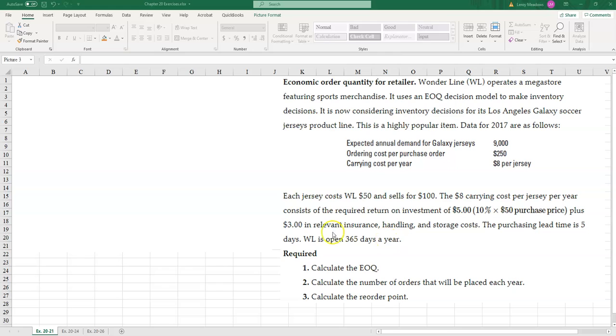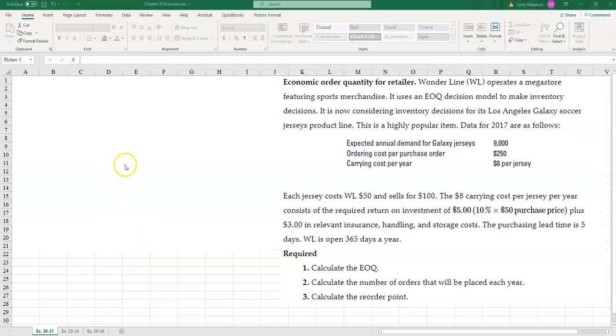The purchasing lead time is 5 days. Wonderline is open 365 days a year. And we're asked to do three things. First, calculate the economic ordering quantity. Second, calculate the number of orders that we place each year. And third, calculate the reorder point. So let's take a look and get started here.